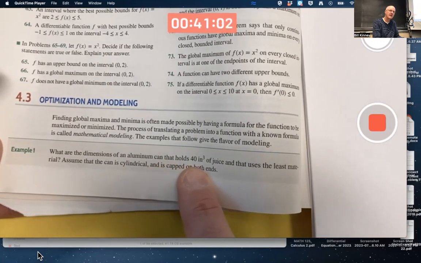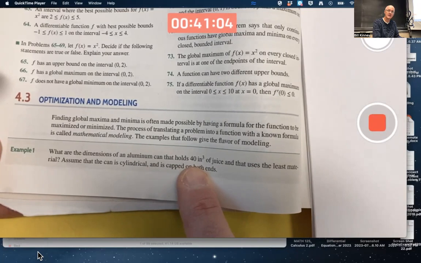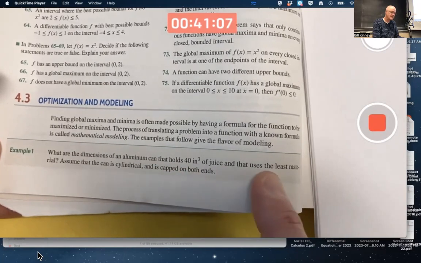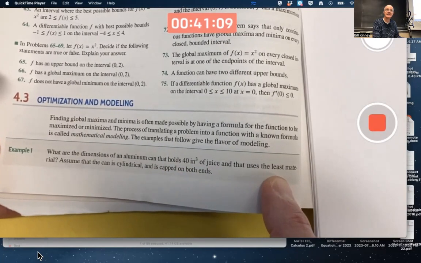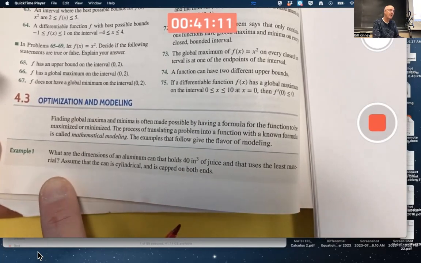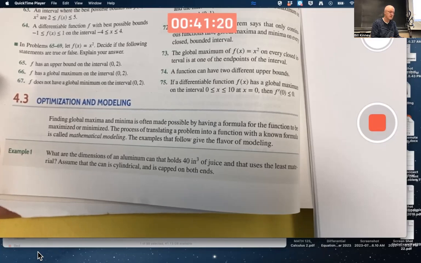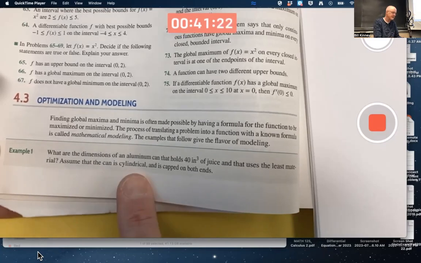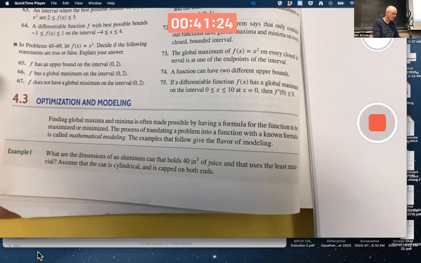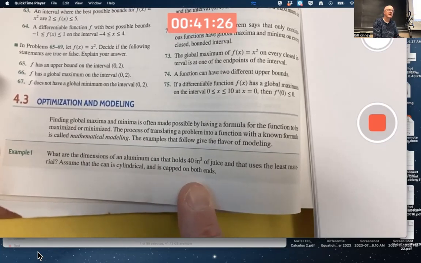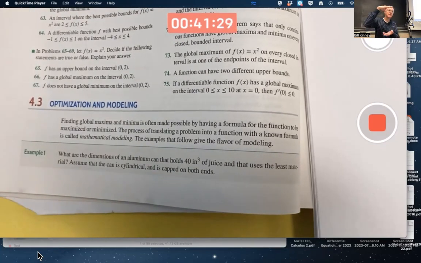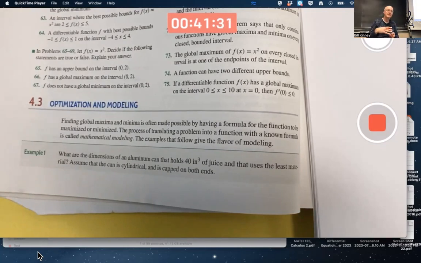I guess the volume is fixed, 40 cubic inches, and we're trying to minimize the material. That would be proportional to the surface area, or equal to the surface area, although there'd be a little bit of thickness to the actual aluminum. Assume the can is cylindrical, like most cans, and capped on both ends. So we're also thinking about aluminum on the top and the bottom of the can. We could also do a similar problem where we take off the top of the can.